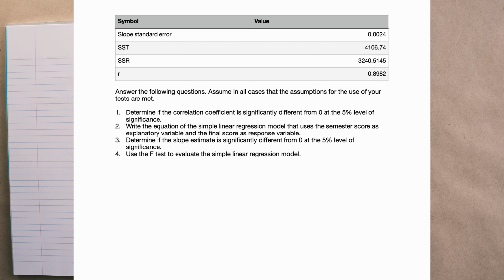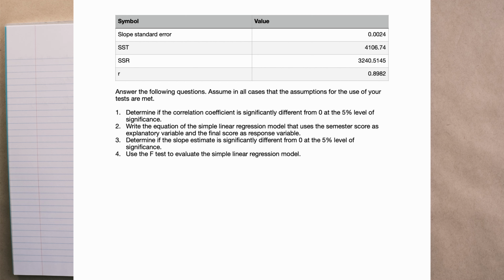So we're going to have to do the following four problems, and we are going to assume in all cases that the assumptions for the use of our tests are met. And so the first one would be determine if the correlation coefficient, that's R, is sufficiently different from 0 at the 5% level of significance. We have to write the equation of the simple linear regression model that uses semester score as the explanatory variable and the final score as response variable. We have to determine if the slope estimate is significantly different from 0 at the 5% level of significance.